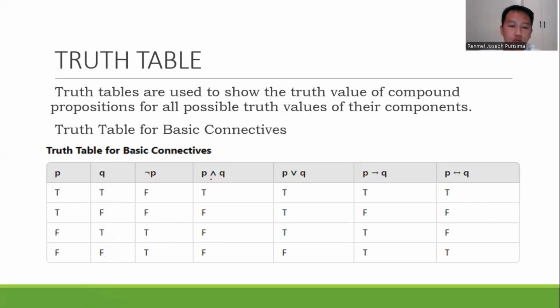Next, for P and Q, we just need to remember that it can be true only if both statements are true. For example, in this part, true, true, true. Other than that, it is false. So we have TF, that is false. We have, again, FT, that is false, and FF, that is false. So again, it is only true if both propositions are true.